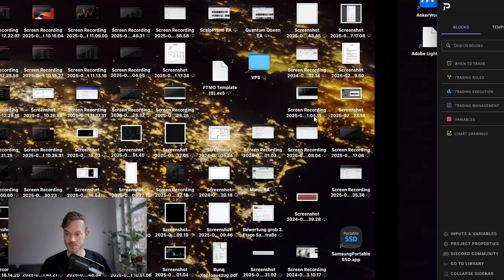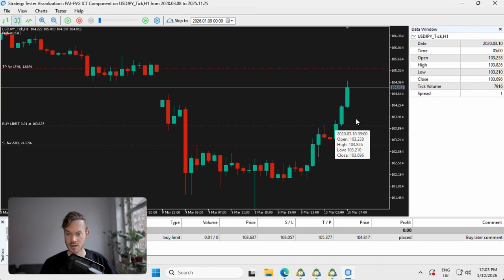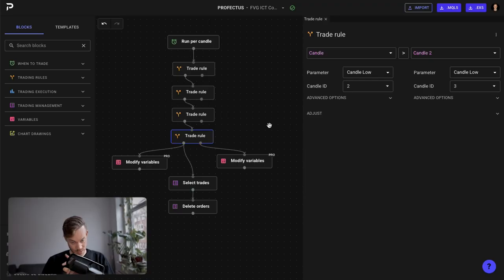And the candle high is higher indeed than the candle ID number 2. 1, 2. Yep, check. And now we go to the last block where the candle low of candle ID number 2 must be higher than the candle low of candle ID number 3. 1, 2, 3. So here we see this is the candle low. Indeed, it is higher than the candle low of this third candle. So all the conditions are obviously met, otherwise the pending order wouldn't have been placed.